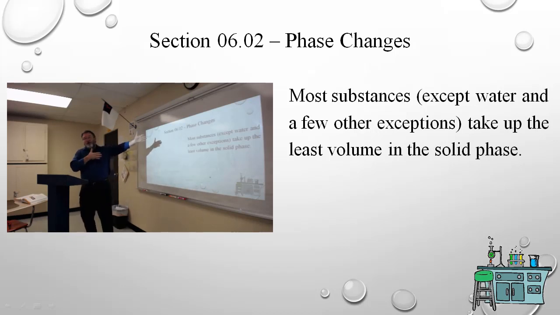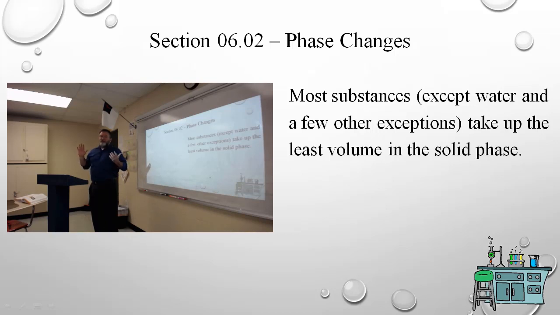So most substances, except for water and a very few other exceptions, take up the least volume in the solid phase. Most things, when they go from a liquid to a solid, okay, what do we call it when we go from a liquid to a solid? Freezing. See? So another way to say this is when most things freeze, they take up less space. They become more compact. They become smaller. So if I have a given amount of some substance in a liquid form, I take my ice cube trays and fill them with this substance, and I put it in the freezer. Will the ice cubes be smaller or bigger than the ice cube tray? Smaller, right. The same amount of matter will take up less space. They will become more compact. They'll become smaller. That's true for most everything except for water and a few other exceptions.